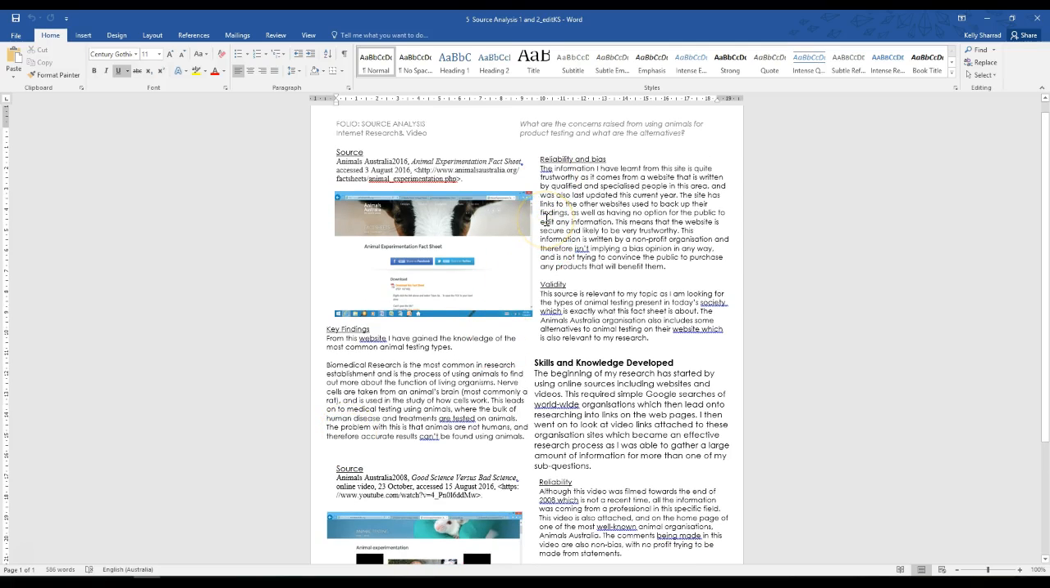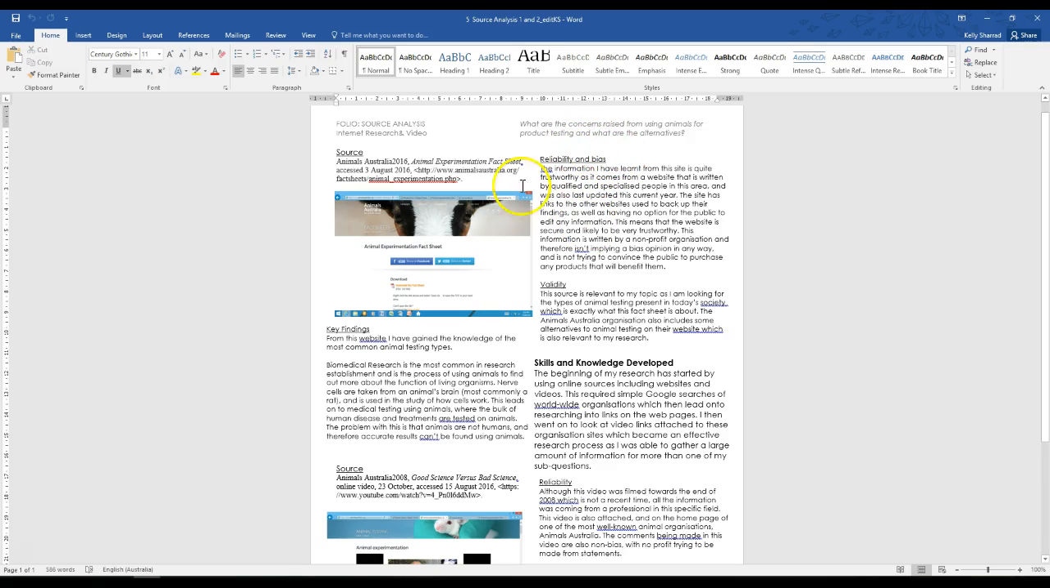Now, when you analyze a source, you should be looking for reliability, bias, and validity or credibility. So reliability refers to how reliable the source of information is. So if it's most recent, if it was updated this year or last year, it means it's very reliable because it's the most recent and current information. Also, if it has an author, that makes it a more reliable source of information. And I'll put up a document to help you with how to analyze sources of information and what you should be looking for.